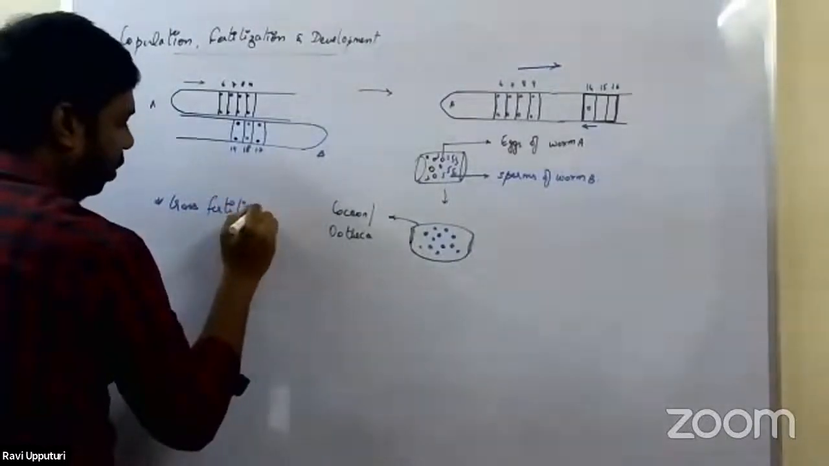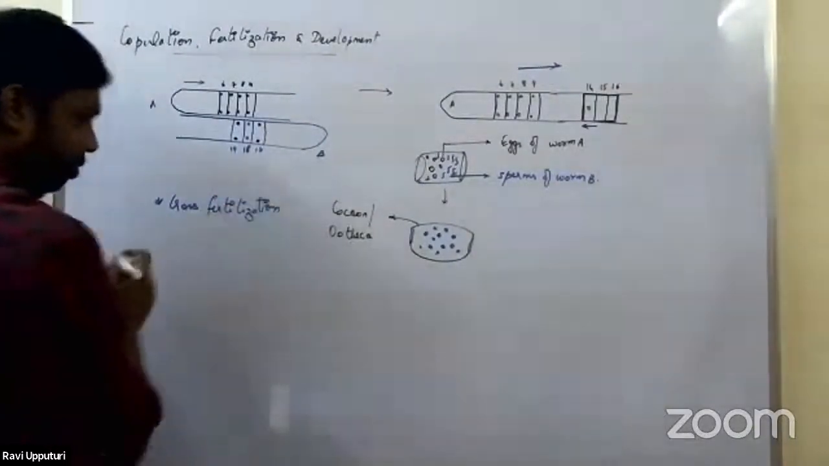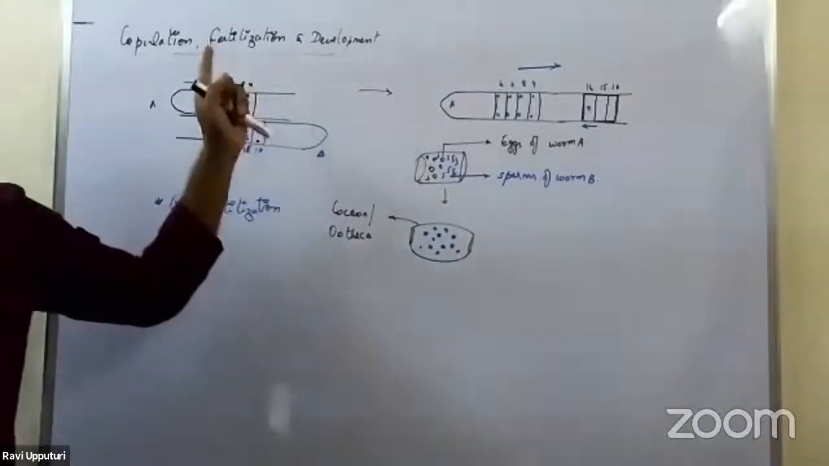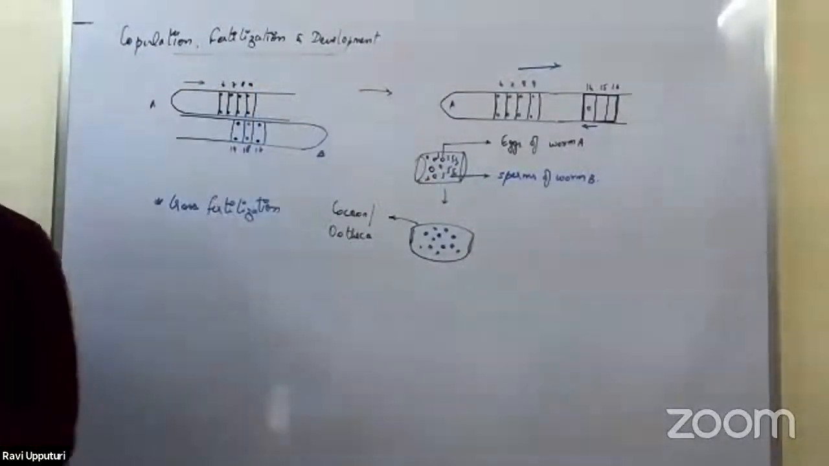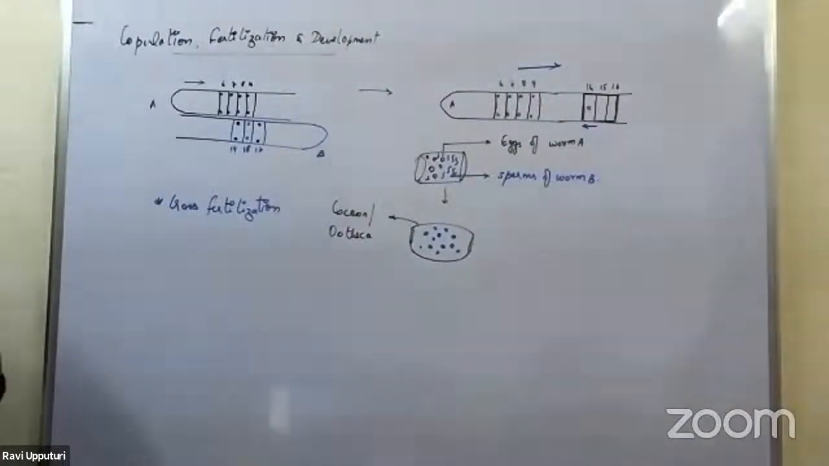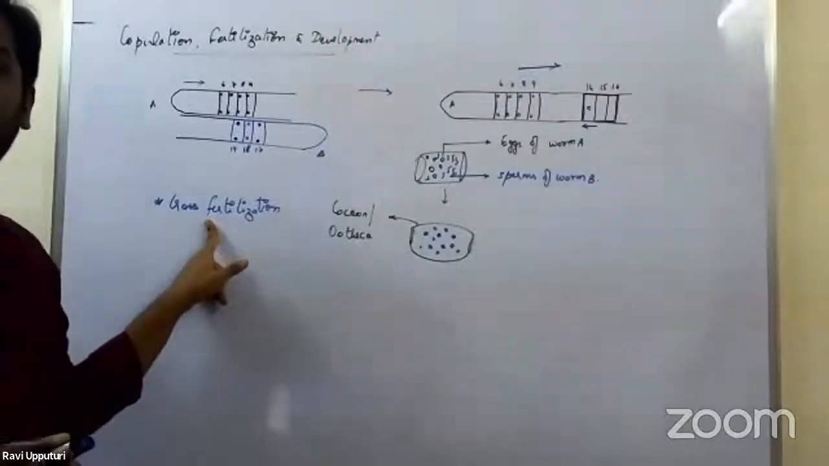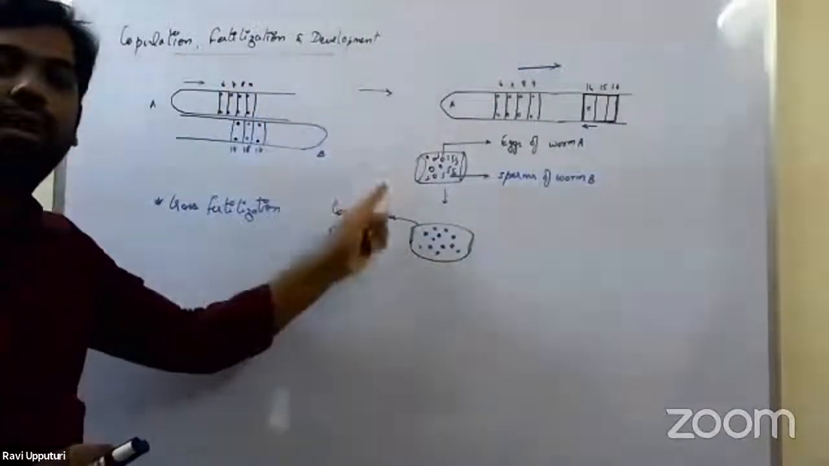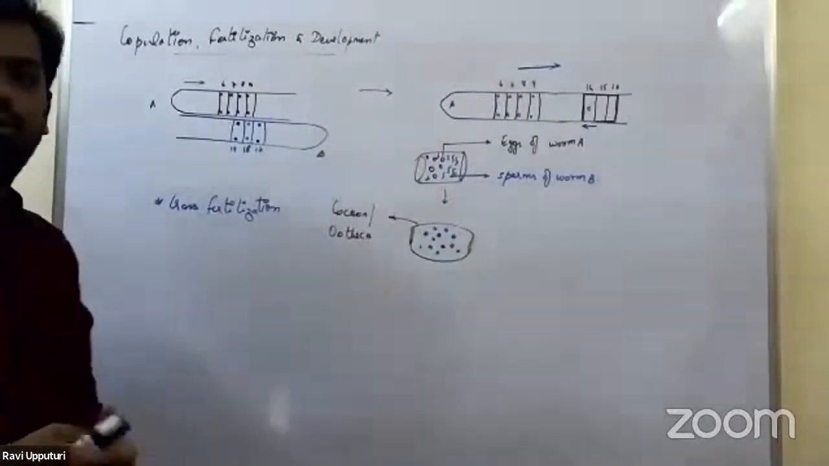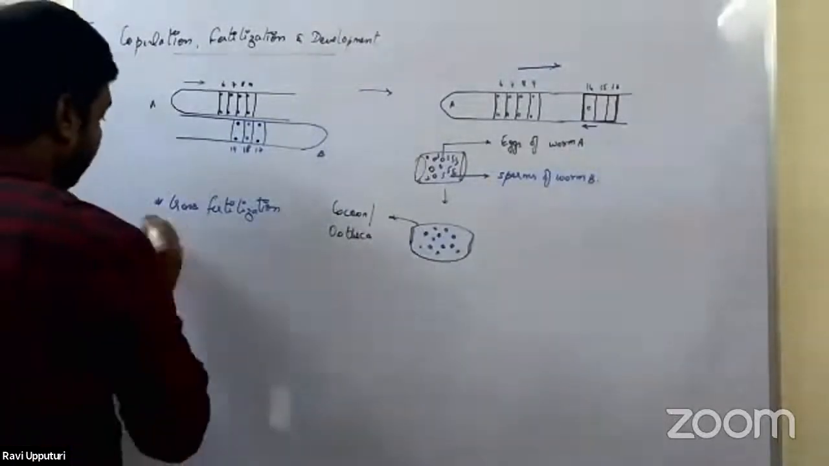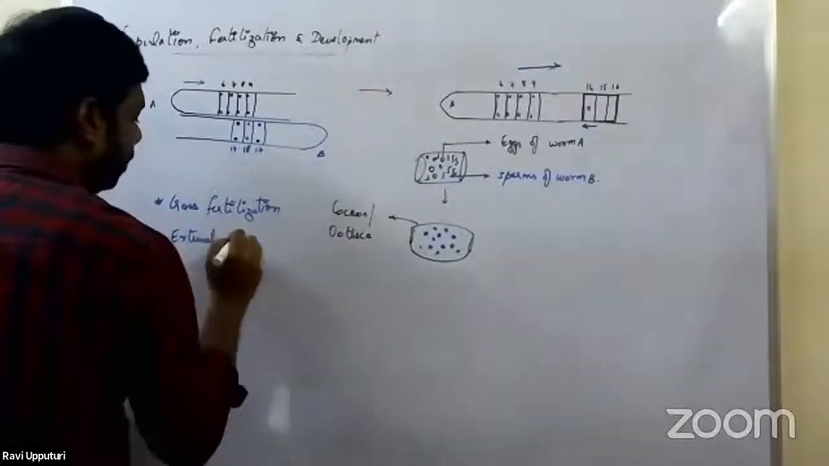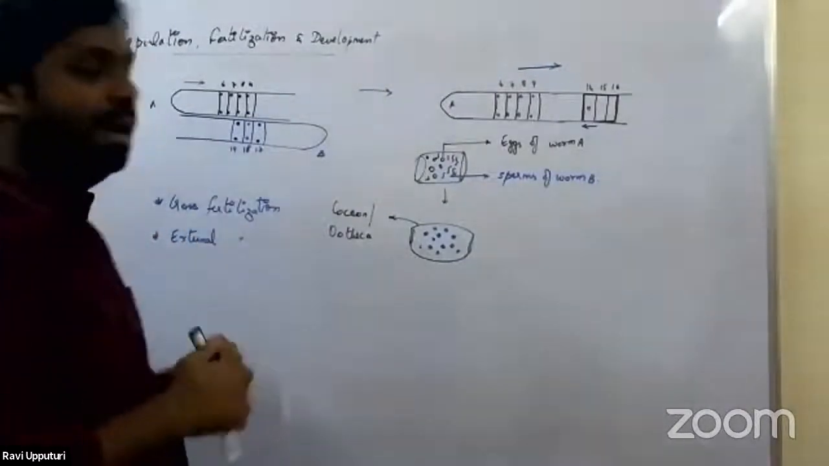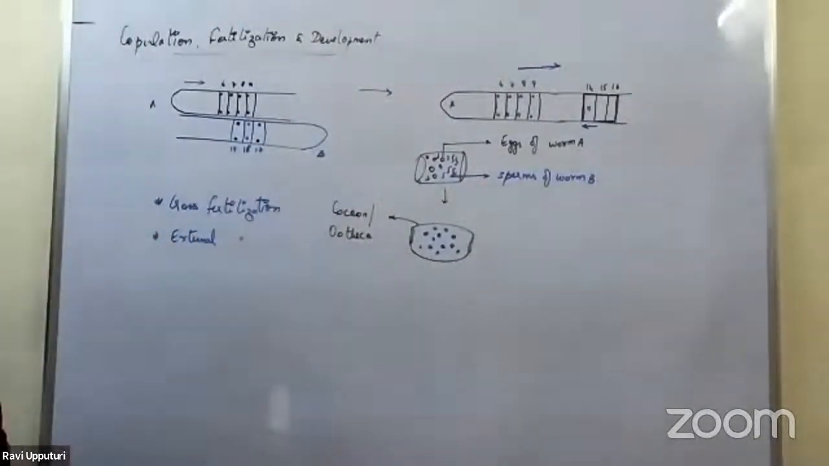I've also told you what could be the reason for cross fertilization. It is because these organisms are protandrous. That is, the male sex organs mature first, and then only the female sex organs mature. As a result, cross fertilization is favored. Since fertilization takes place outside the body of the worm, we call it external fertilization. So the fertilization is a cross fertilization, and it is an external fertilization.